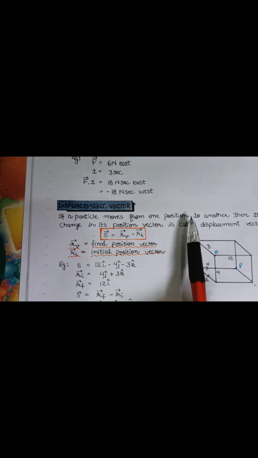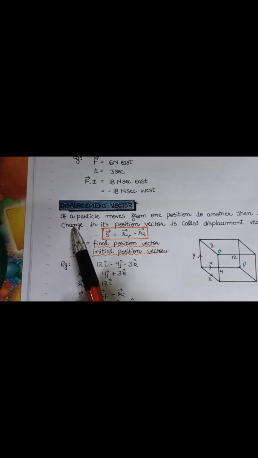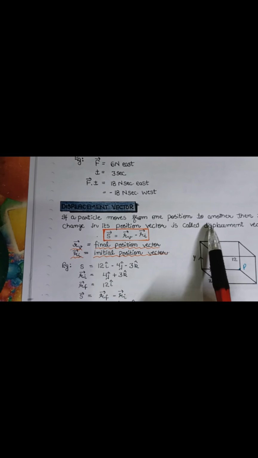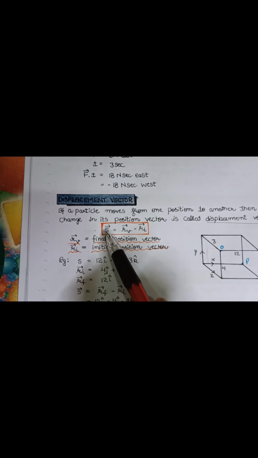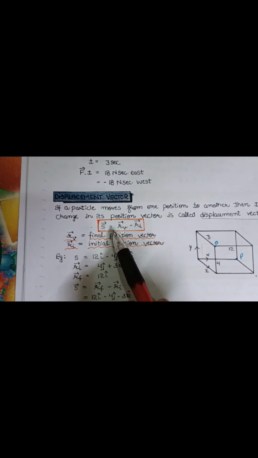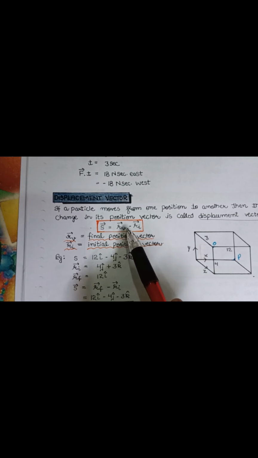Displacement vector. If a particle moves from one position to another, then the change in its position vector is known as displacement vector. S vector or displacement vector is equal to final position minus initial position. Rf represents the final position vector and Ri represents the initial position vector.